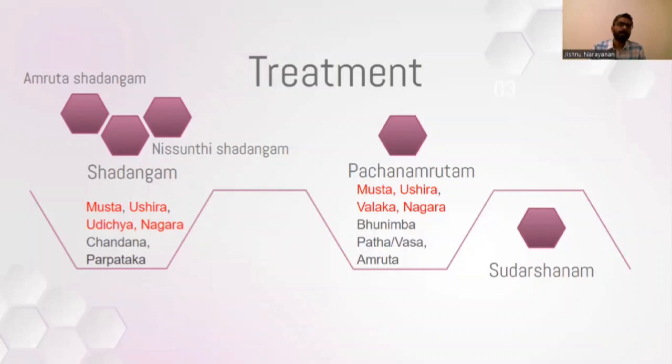There are very many varieties of Shadangam which we can prepare. We can prepare Amrita Shadangam by adding Amrita into that. We can prepare Nishundi Shadangam if we want to make it more Pittahara in nature. Shundi, or Nagara, is the only drug here which is a bit Ushna. So we can even remove that, and instead of Nagara we can include Amrita. So these are all interesting techniques to make a medicine more suitable, more personalized to the condition.